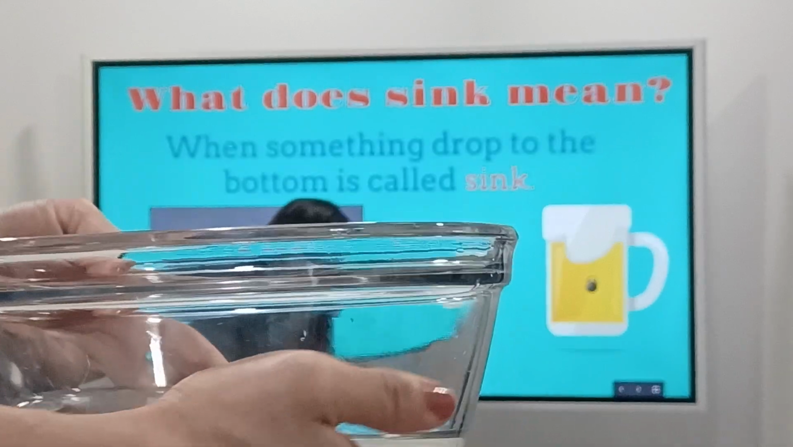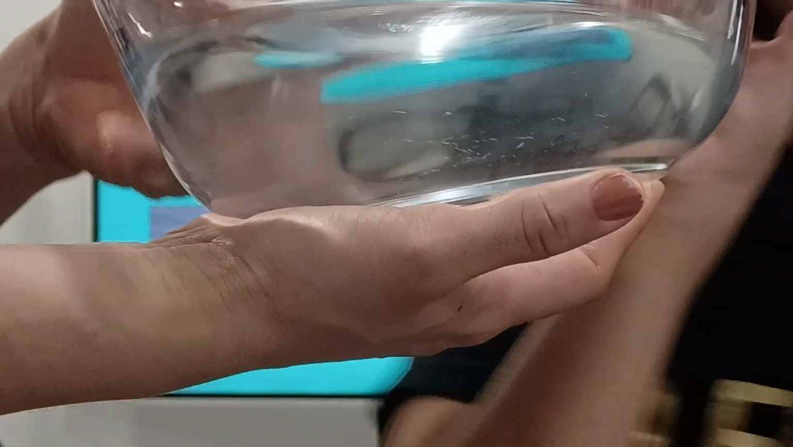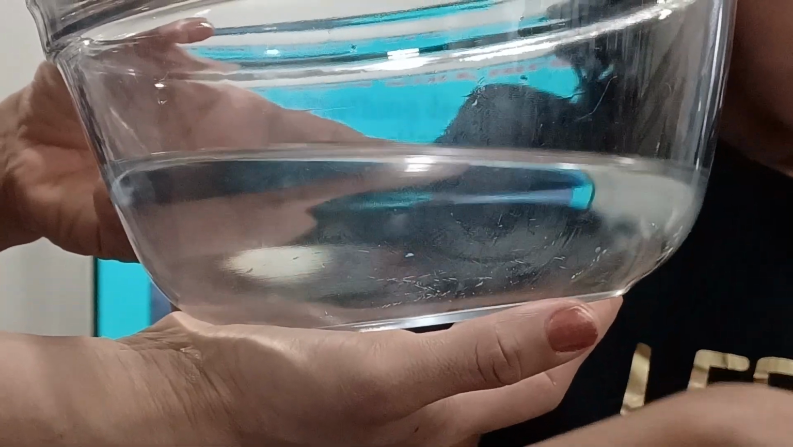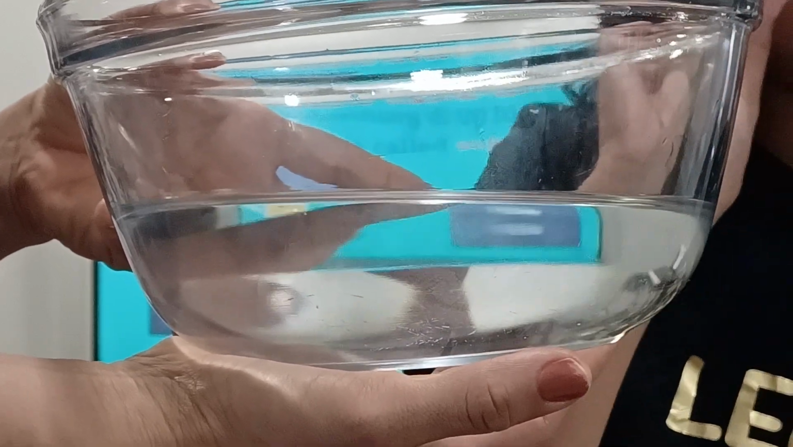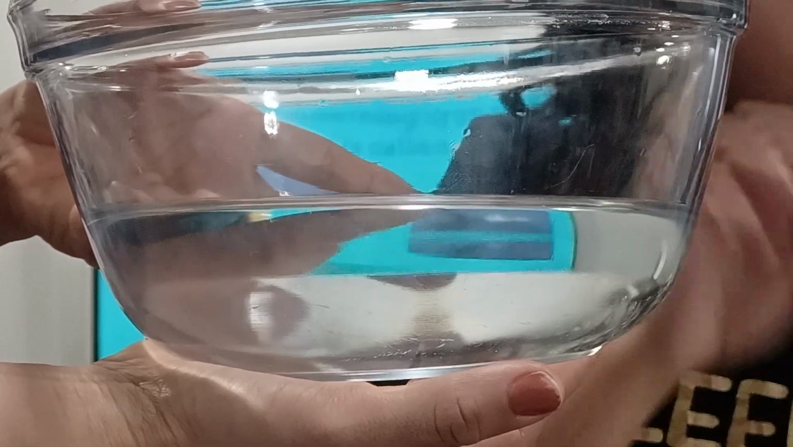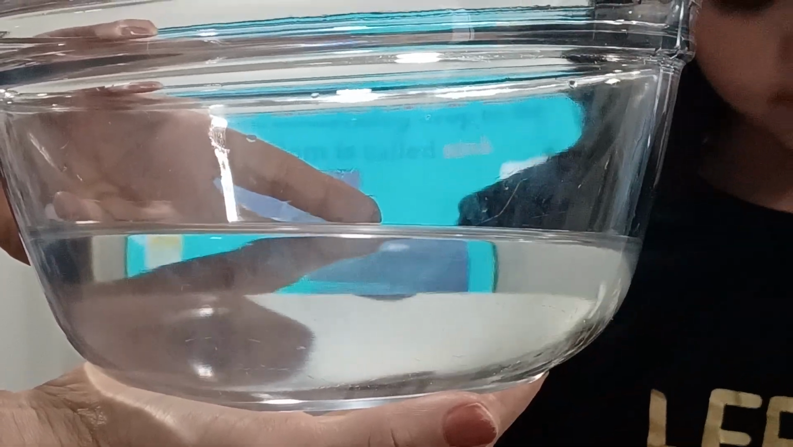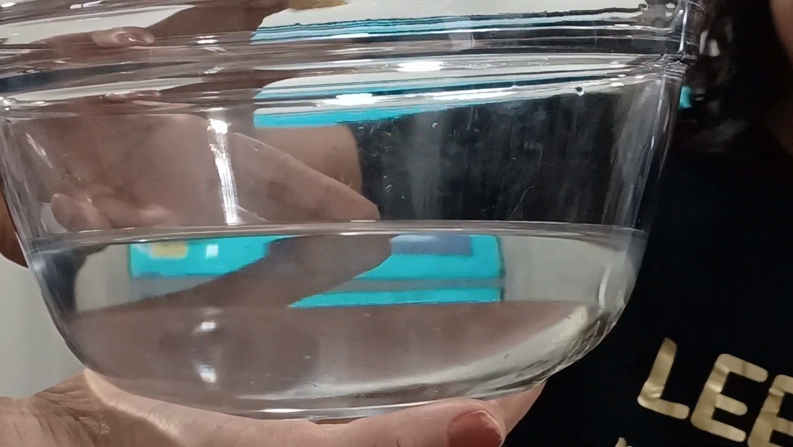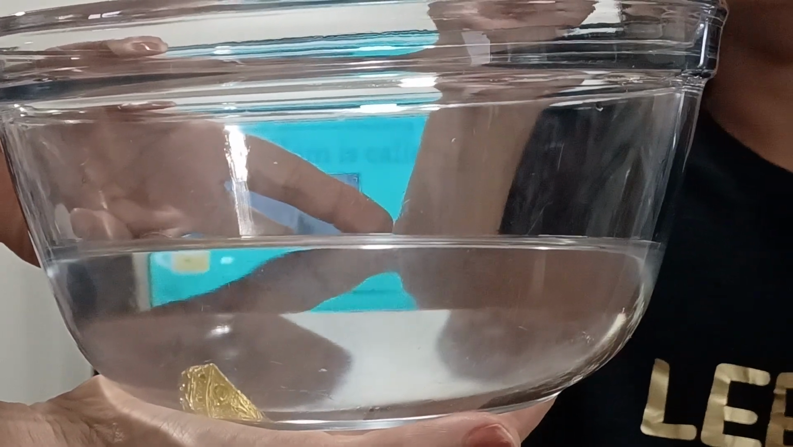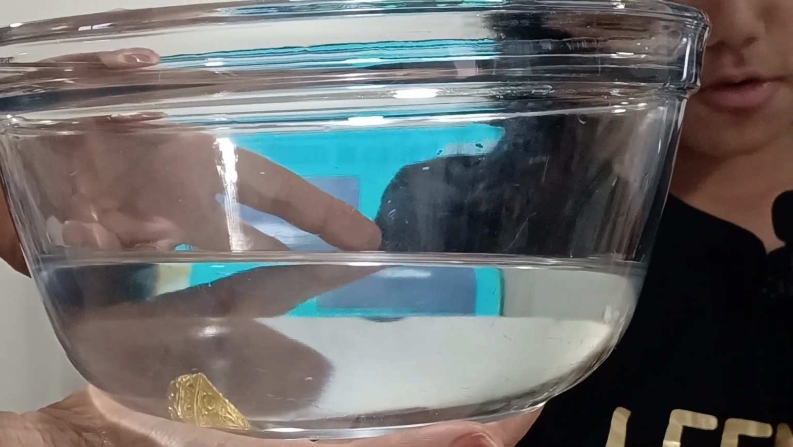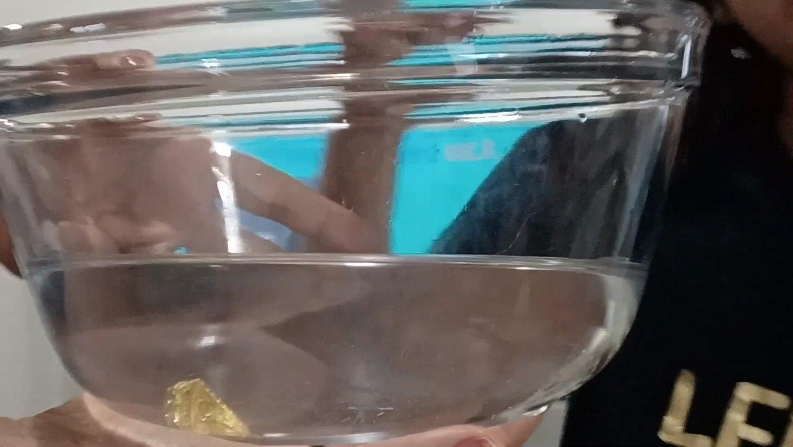Okay. So let's see what objects Lena has. I have a ring, and I have an eraser, and I have 2 coins, and I have these little beads too. So let's put in the ring first and see what happens. Oh, it sinks. What do you think will happen? But we are talking about sink, so maybe it will sink. Yeah, because we didn't see the float.